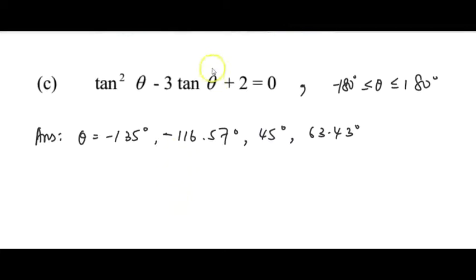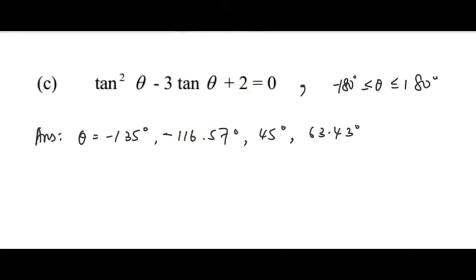For this question, again, this is a quadratic equation. We are going to solve it in quadratic form, and theta is given from negative 180 degrees to 180 degrees. You can refer to the two examples that I showed just now and try to answer this question. I will leave it as an exercise for you. The answer is theta equals negative 135 degrees, negative 116.57 degrees, 45 degrees, and the last one is 63.43 degrees.